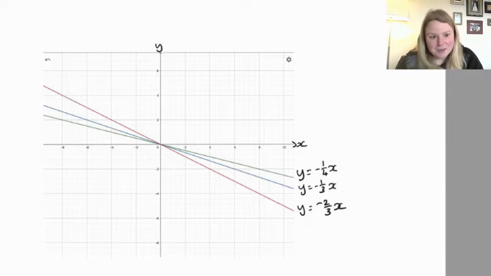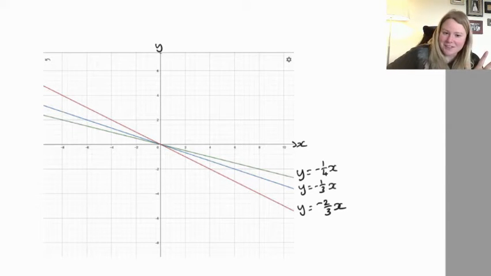Right, and then these last ones. y equals minus 1/4 x. The gradient's -1/4. y equals minus 1/3 x. The gradient is -1/3. y equals minus 2/3 x. The gradient is -2/3.